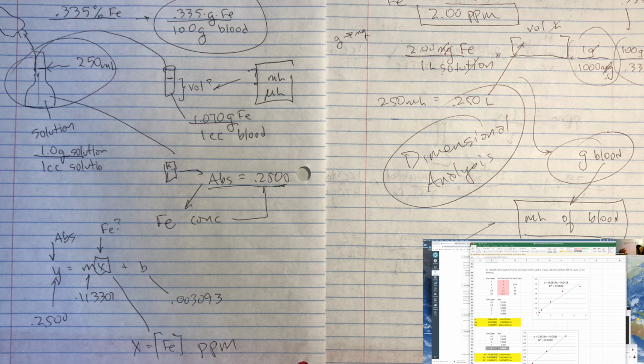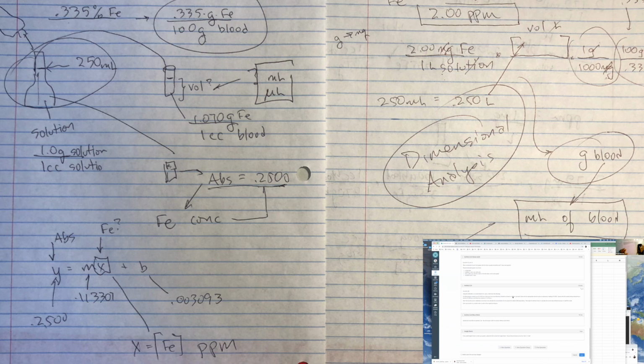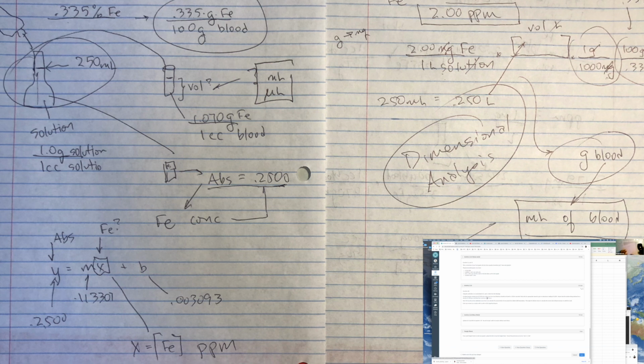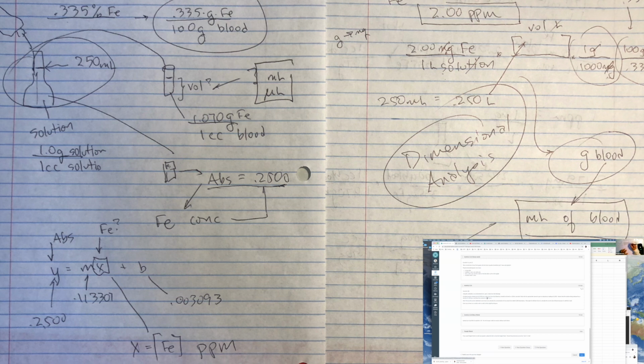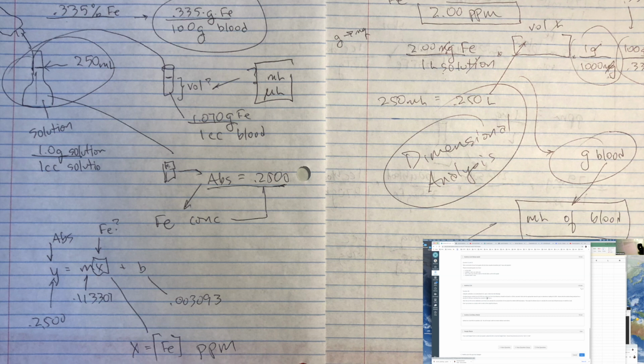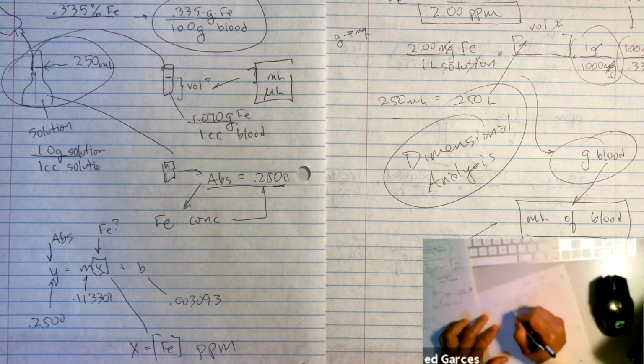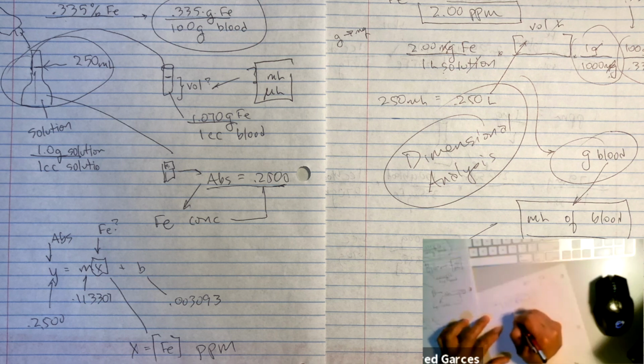And let's take a look at this data right here. So what is a parts per million? Maybe I didn't tell you this, but let me tell you now. A ppm is a milligrams per liter. If you have 1 parts per million, then that's 1 milligram per 1 liter. So we can take this 2.00 ppm and say it's 2.00 milligrams of iron in 1 liter of solution.